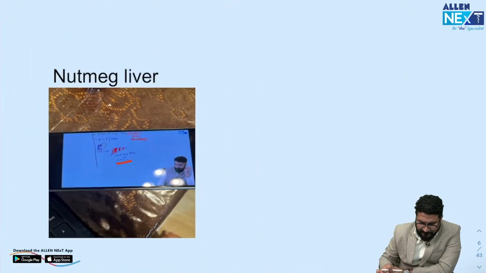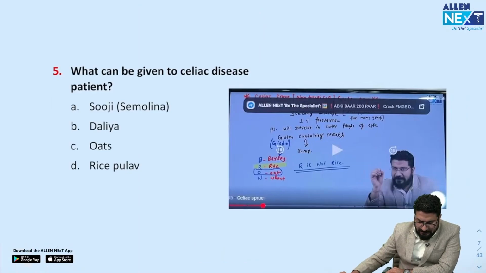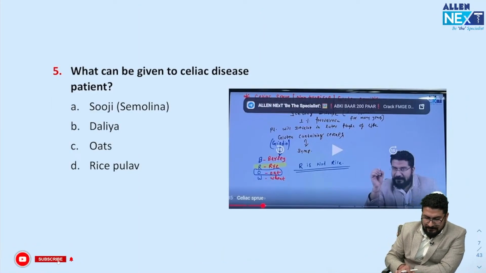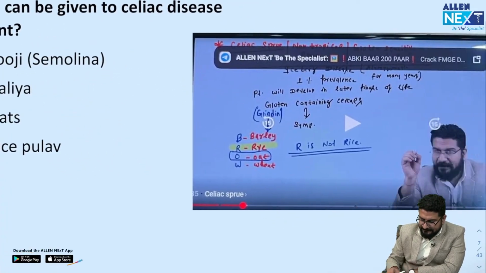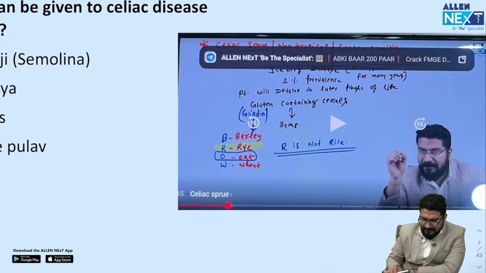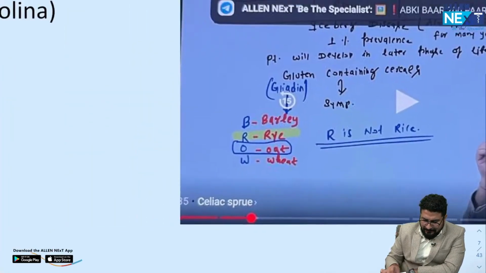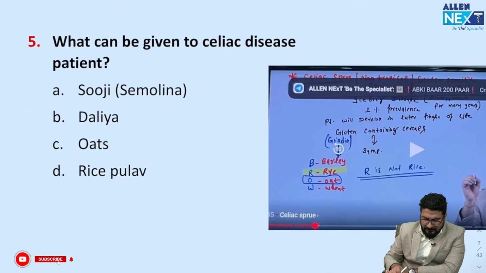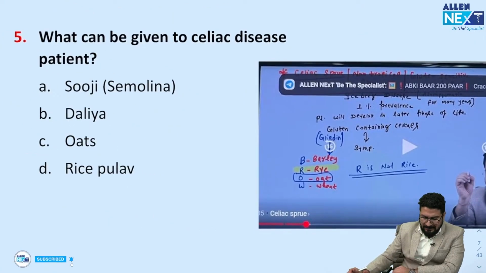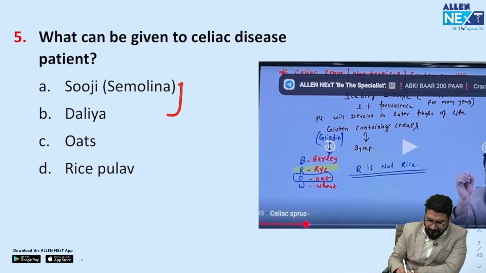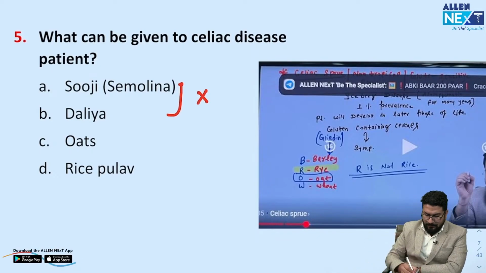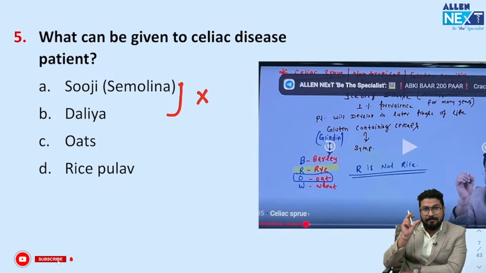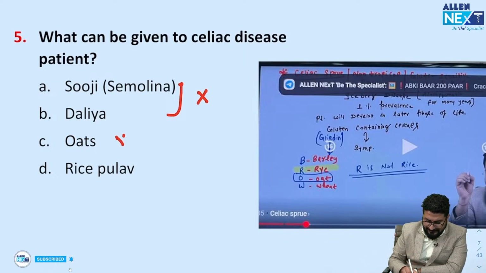Okay, moving to next one. What can be given to celiac disease patients? This is a question again, where we have the celiac mnemonic: we cannot give barley, rye, oat and wheat. Barley, rye, oat and wheat. So understand now, see the options of what we can give. Suji or semolina, suji and dalia, these are two products of wheat. ये तो आपको नहीं देने, you can't give this to the patient. Oat you cannot give because it is in barley, rye, oat, wheat, so oat भी नहीं.